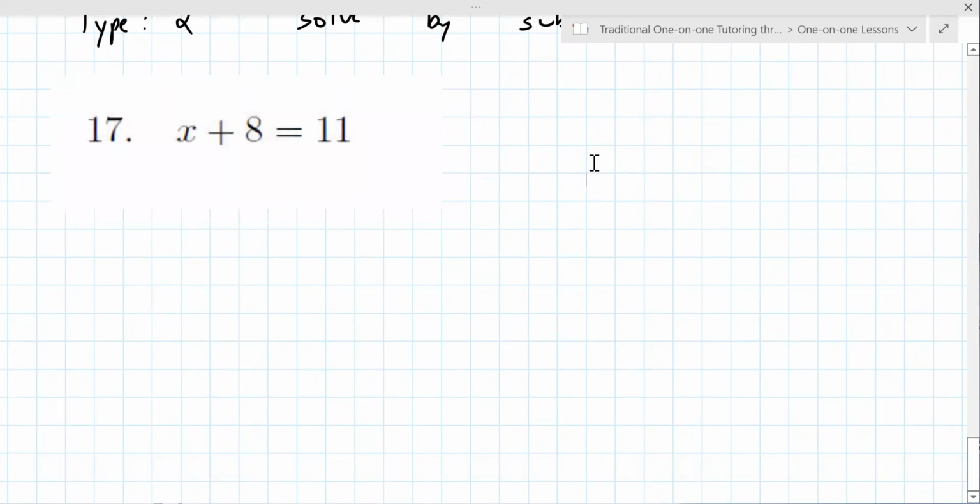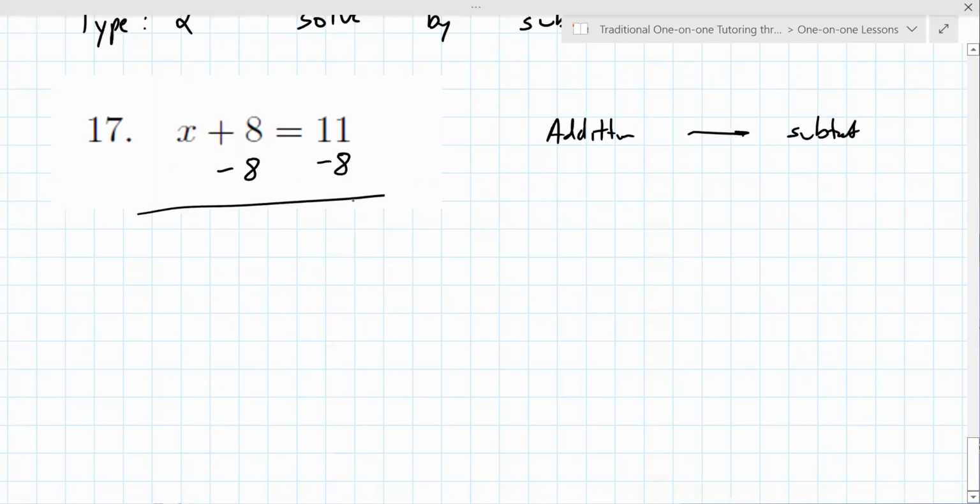So when you look at this equation, x plus 8 equals 11. This is an equation, there's an equal sign. How do you undo addition? Addition you undo with subtraction. You're going to subtract 8 from both sides of the equation. So x equals 3. Okay. So you're like, oh, that's easy. I got that down.